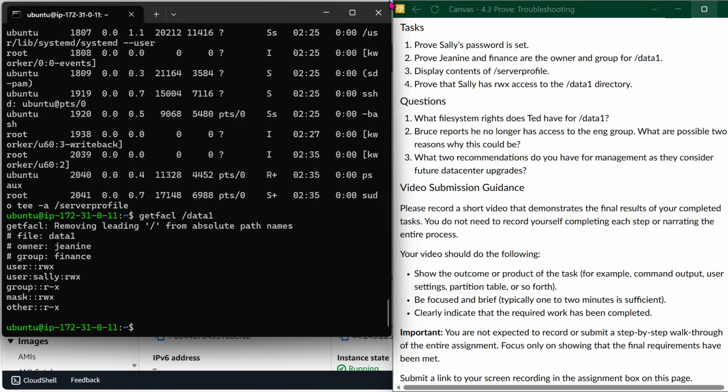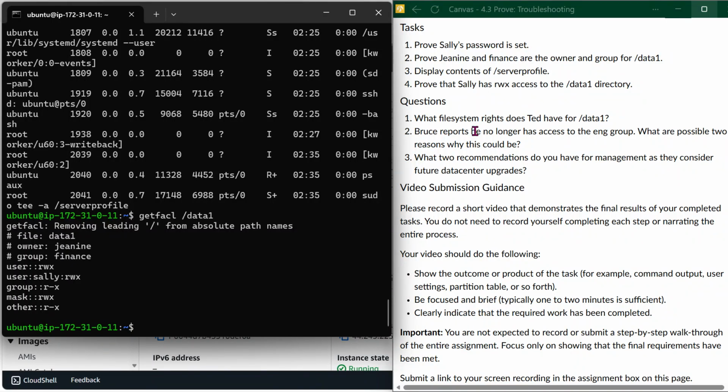The next question is, Bruce reports he no longer has access to the group. What are two possible reasons why this could be? The first reason, somebody who has the privilege could remove Bruce from the group. And the other reason is that this person could change the password so that Bruce doesn't know the password and he can't access the group.